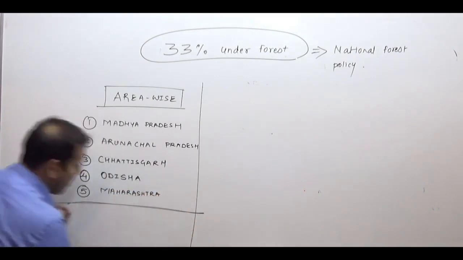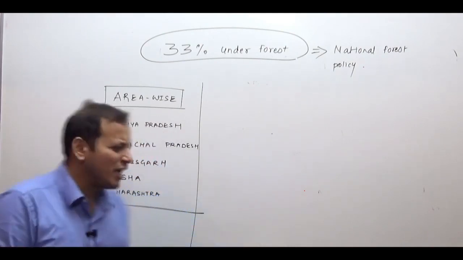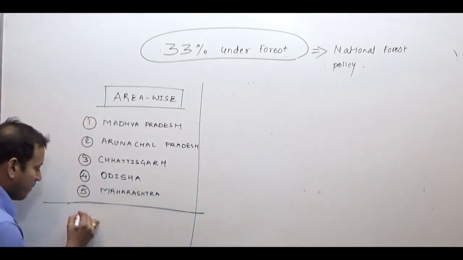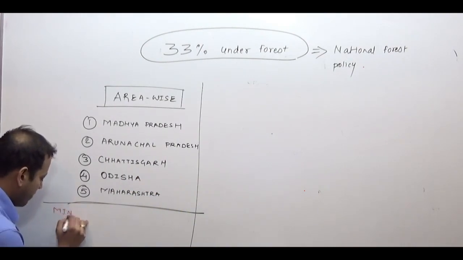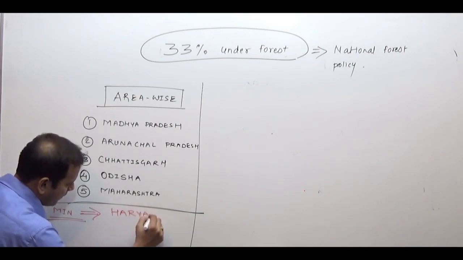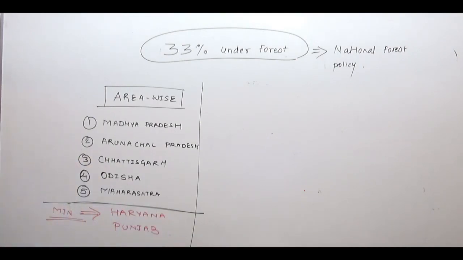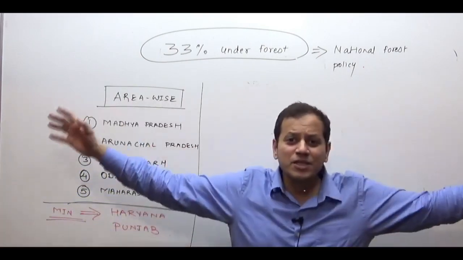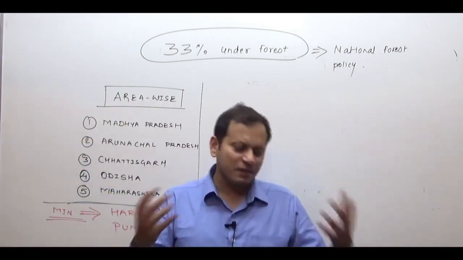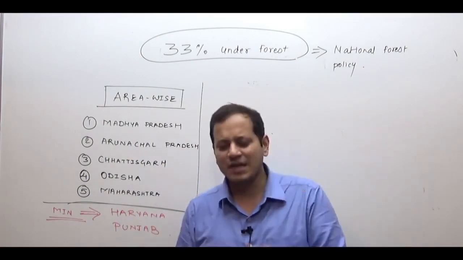So these are the top 5 states if we consider area wise, and you do not have to worry too much about the bottom states. The minimum forest is found in Haryana, followed by Punjab. But Madhya Pradesh is a very big state. Obviously, it will have a larger area under forest. UP is also a big state.